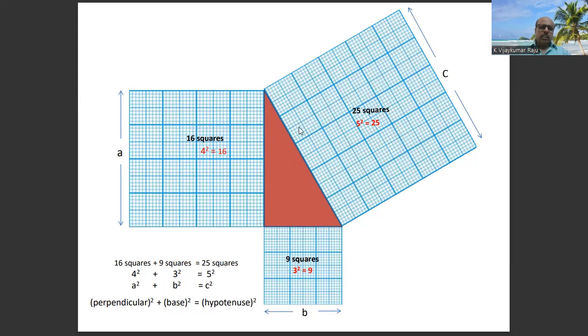and is equal to this side, that is 25 square, that is the hypotenuse. So it is hypotenuse square. So perpendicular square plus base square is equal to the hypotenuse square. This is your Pythagoras theorem. So we are able to prove this theorem using the activity method.